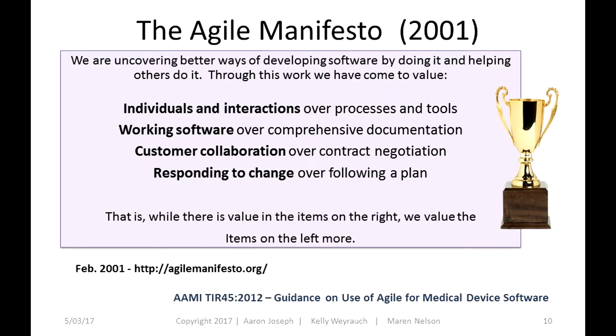Now, this was met enthusiastically by many software engineers, but it presents some real issues for a medical device company. In a heavily regulated environment, processes are very important to us. Documentation is definitely important to us. Contracts and plans are definitely important for regulatory compliance. So how does a medical device company square these two very different worlds? So really the key thing here is balancing out the benefits of Agile methods with the necessity of regulatory compliance. Fortunately, there's an excellent guidance called AAMI TIR45, and Kelly's going to be talking more about that in just a moment.